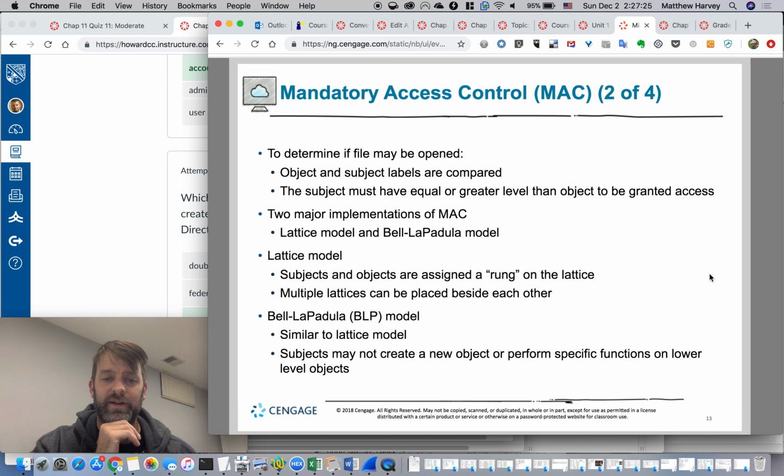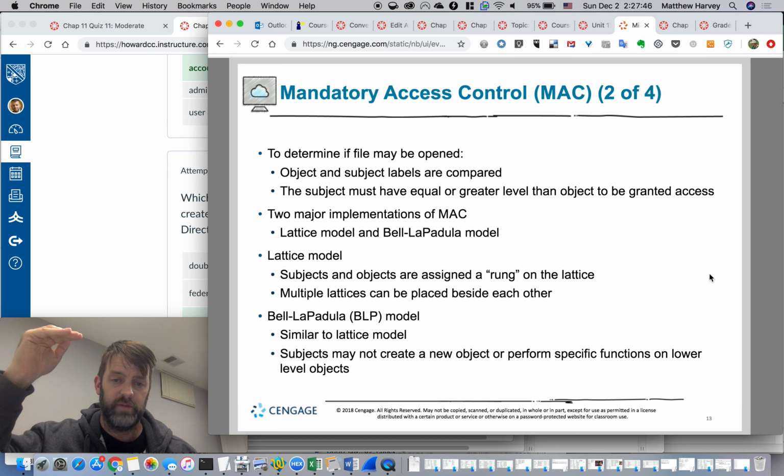The lattice model is pretty much what we've been talking about there. The Bell-LaPadula introduces another concept. So what we've been talking about so far in mandatory access control is the fact that you can't read up. Meaning if I have a secret clearance, I can't read something that's at a higher level, because my clearance only allows me here and lower. So I can read down, but I can't read up.